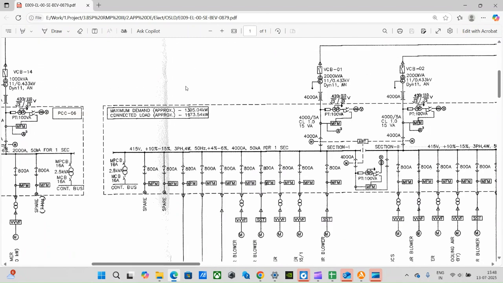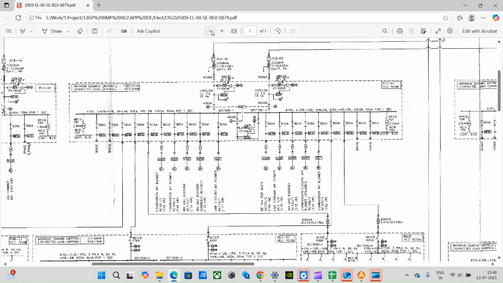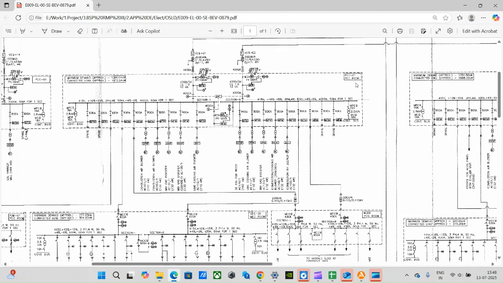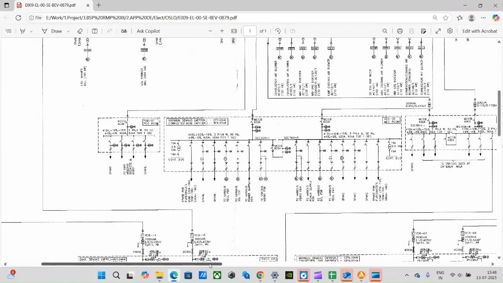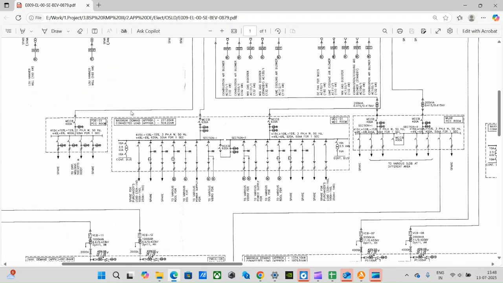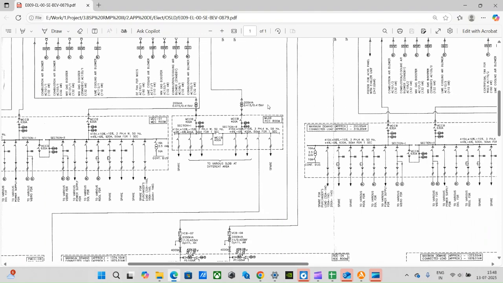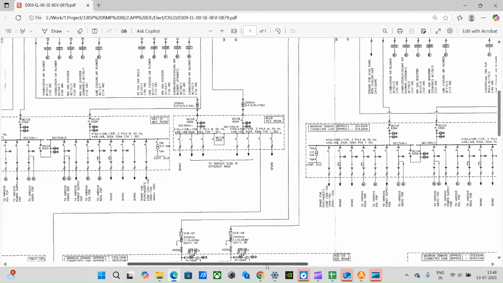If you look into this, this is PCC. From the PCC, power is supplied to one PDB, one MCC, and one MLDB. MLDB is called the main lighting distribution board. The plant has its own lighting system, so for that we need to give power. That power is supplied through MLDB.